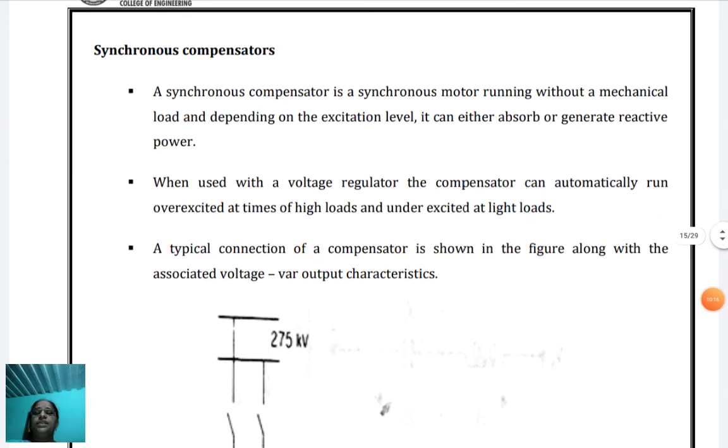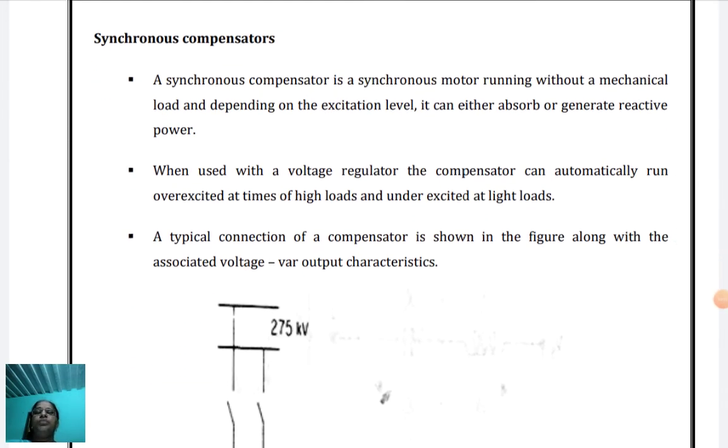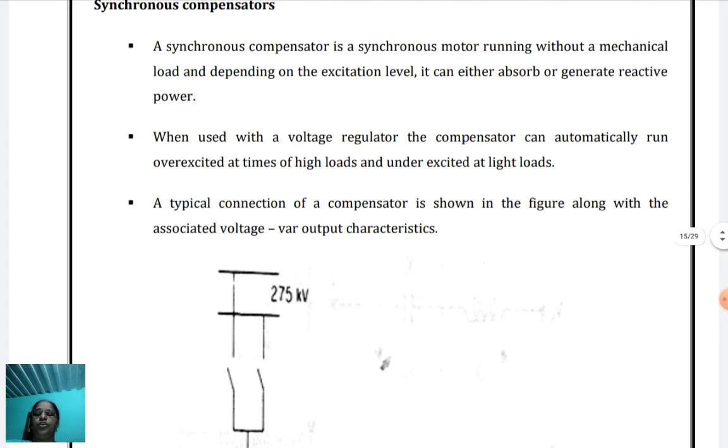Then synchronous compensators. A synchronous compensator is a synchronous motor running without a mechanical load, and depending on the excitation level, it can either absorb or generate reactive power. When used with a voltage regulator, the synchronous compensator can automatically run over excited at the time of high load and under excited at the time of light load only.